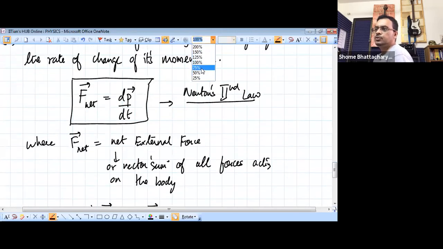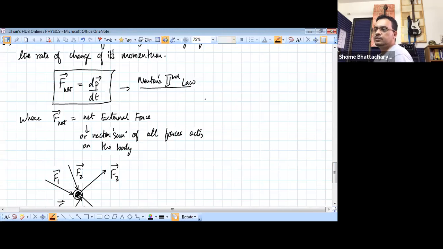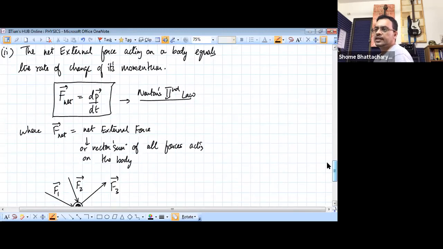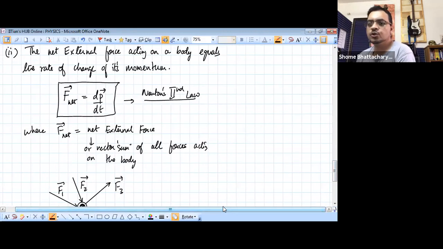Now just take some time to write this down. We'll come to the right hand side of the equation also, the rate of change of momentum. But first write down up to net force. What is the meaning of net force? It is nothing but the vector sum of all the forces that are acting on the body. If there are 2 forces acting on the body, it is just F1 plus F2. If there are 5 forces, it will be F1 plus F2 plus F3 plus F4 plus F5. Like that, if there are 100 forces, it will be up to F100. So this is the statement of Newton's second law. You can write it down. And this is Newton's second law in mathematical form.